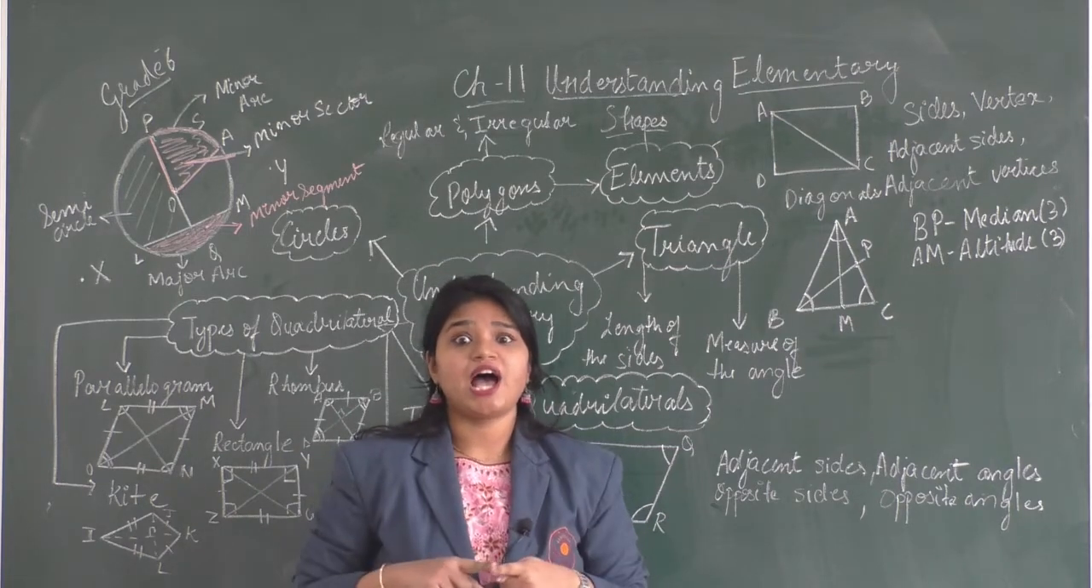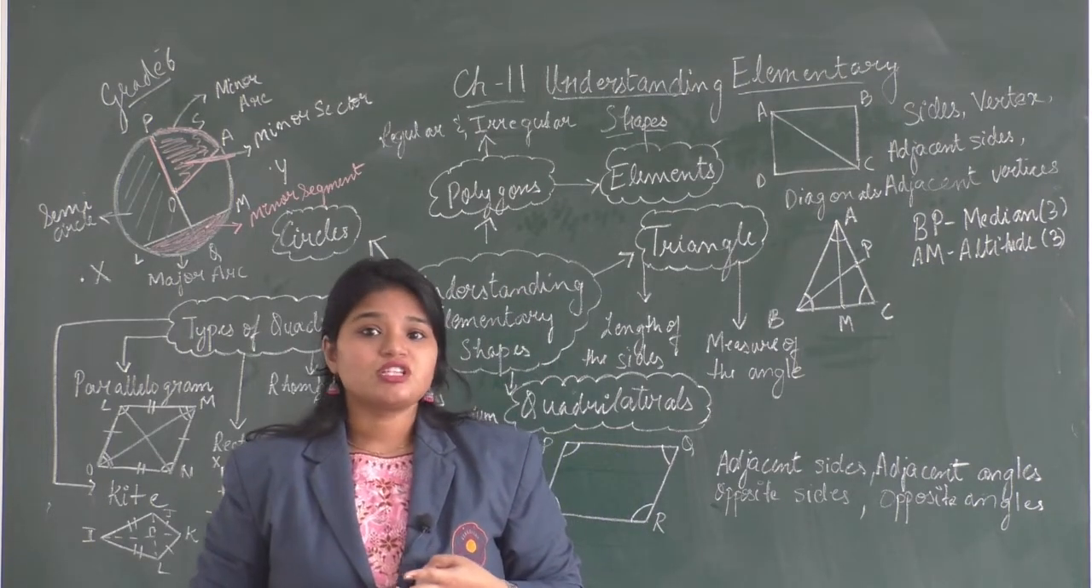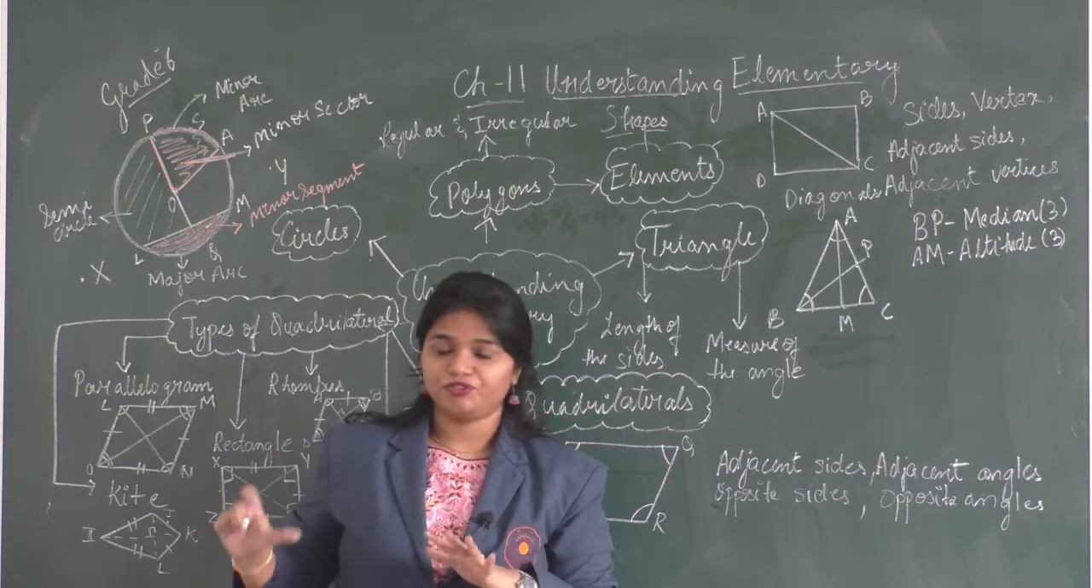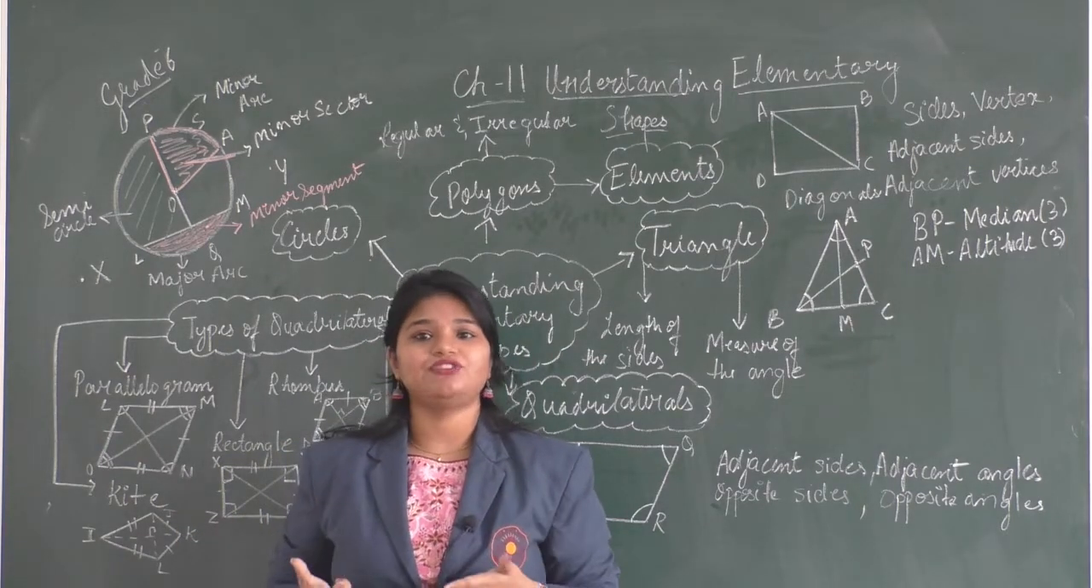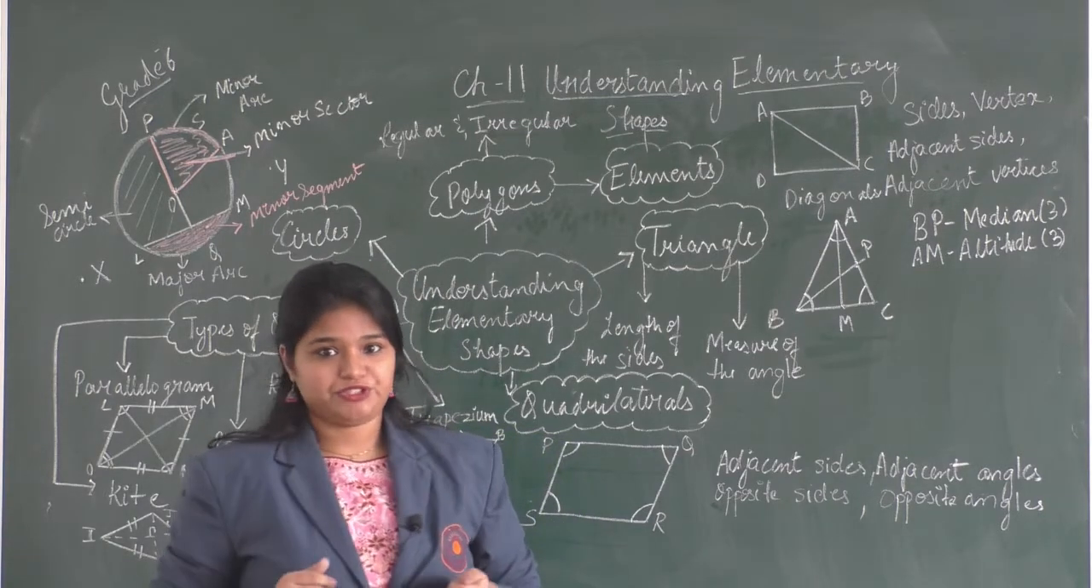A triangle which has equal sides is called an equilateral triangle. An isosceles triangle has 2 sides of equal length and a third side of a different measure. What is a scalene triangle? A triangle which has all the sides of unequal measure.